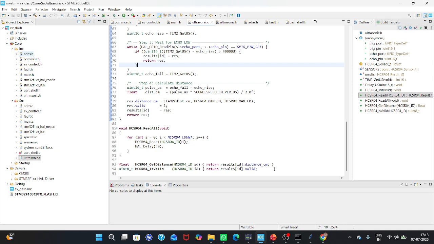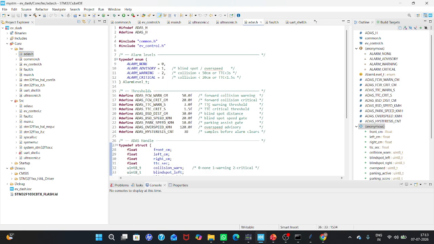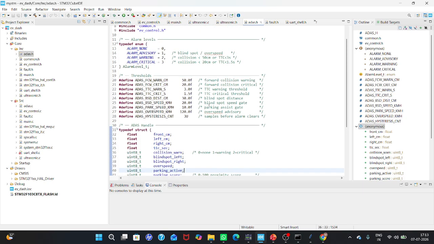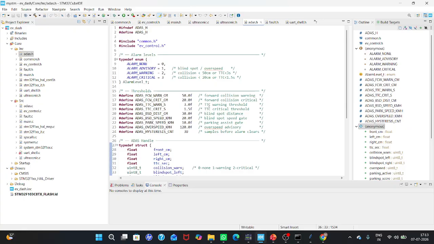ADAS.h. This file defines the ADAS engine. It stores collision threshold, blind spot limits, time to collision values, and alarm levels. Using sensor data, it determines whether the vehicle is in a safe or dangerous condition.